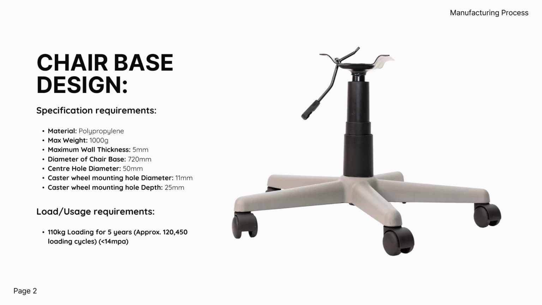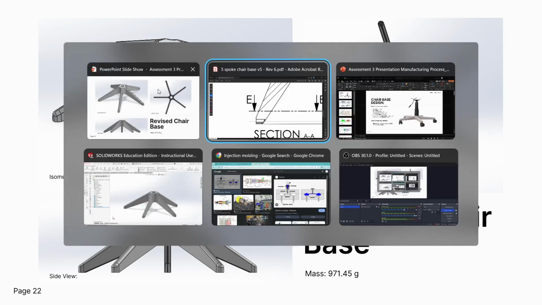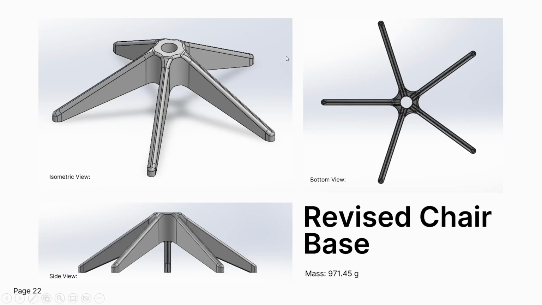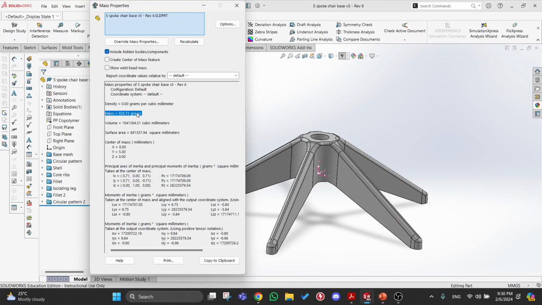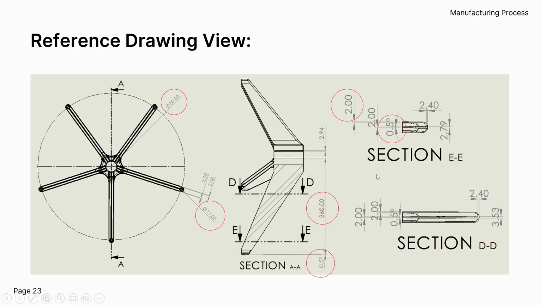In this 6-part series, we're going through model making, the 3D CAD modeling using the software Solidworks. Creating your chair base, understanding how to choose materials, choosing mass properties, checking your mass, ensuring the mass is correct, less than 1,000. Ensuring your measurements are correct using a drawing view.